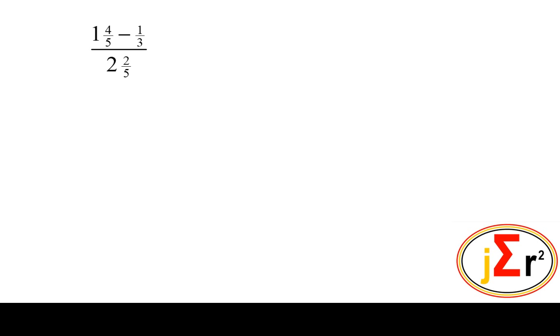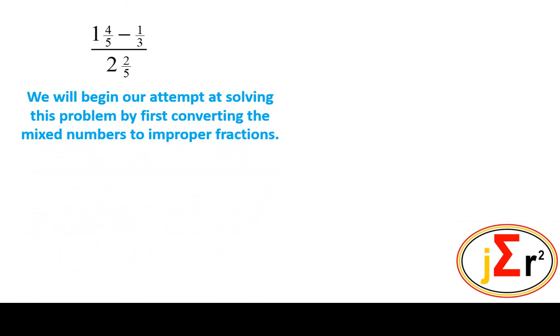What we will do first is convert the mixed numbers to improper fractions. That is a general way of doing it. That's not the only way, and in some cases it might not be the best way, but generally converting to improper fractions will simplify our work. We will begin our attempt at solving this problem by first converting the mixed numbers to improper fractions.